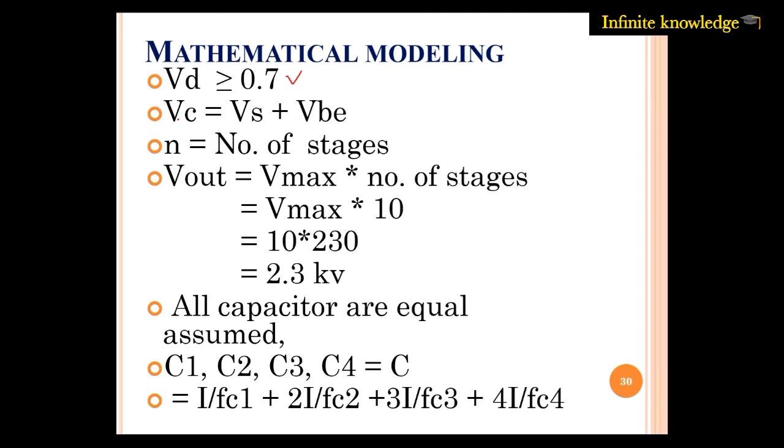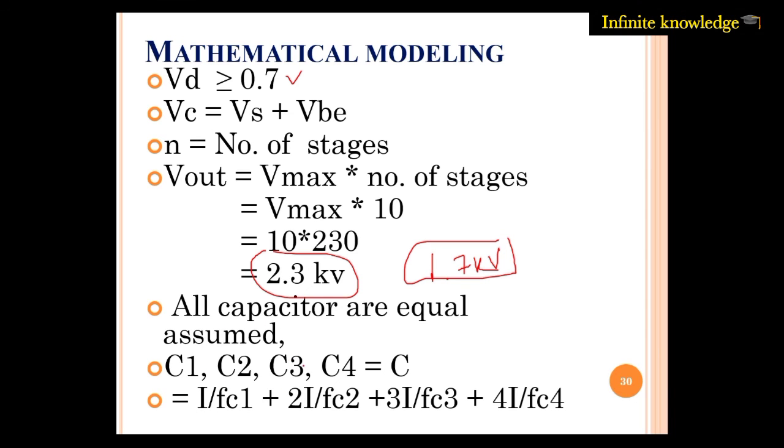Mathematical modeling, in which VD is the diode voltage 0.7 volt, VC is the capacitor voltage, VS is the supply voltage, VB is the drop in the diode, N is the number of stages. So V output is Vmax into the number of stages. So if I use 230, then the output is 2.3 kV, but what we get is nearly 1.7 kV due to some drop and due to ripple.